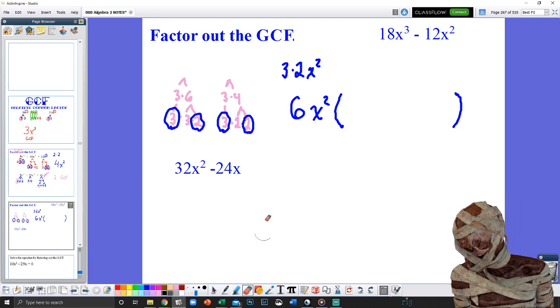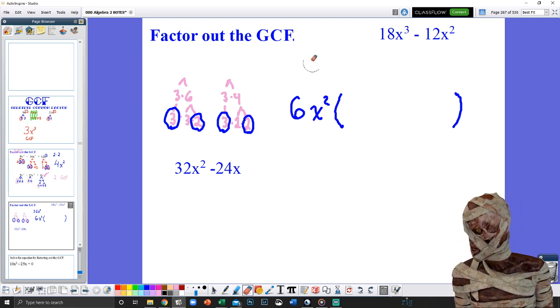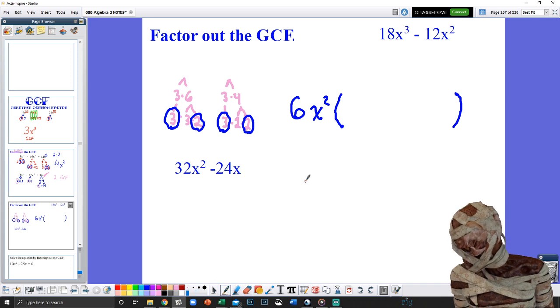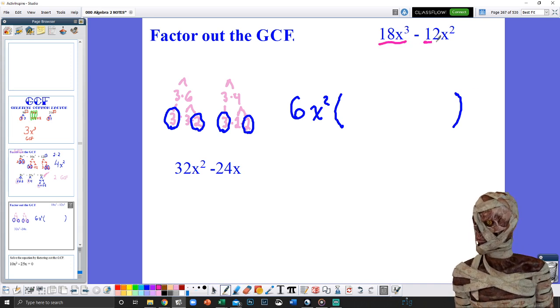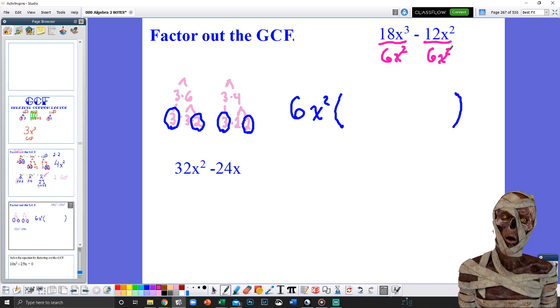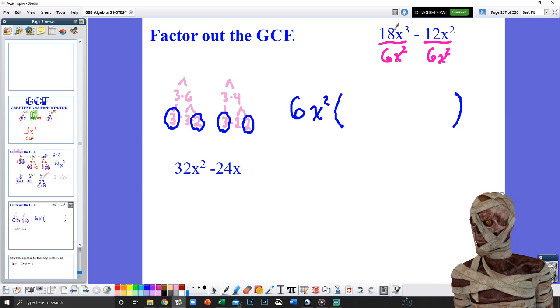All right, I'm going to erase this 3 times 2 to the x squared just so it's not in the way. So both of these are going to get divided by 6x squared. Now, if you did well during the exponents unit, this should help you greatly. 18 divided by 6 gives me 3. Put my minus sign there. 12 divided by 6 gives me 2.